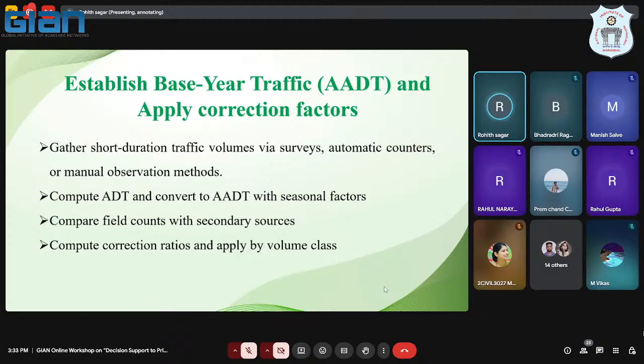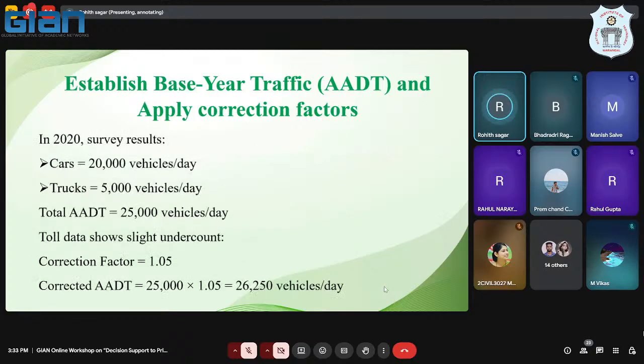So with that data, we need to compare our data so that there is any variation. We need to apply correction factors to cover that variation. So let us see an example of how to apply correction factor to our ADT values. So this is an assumption values, not a survey that we have conducted.